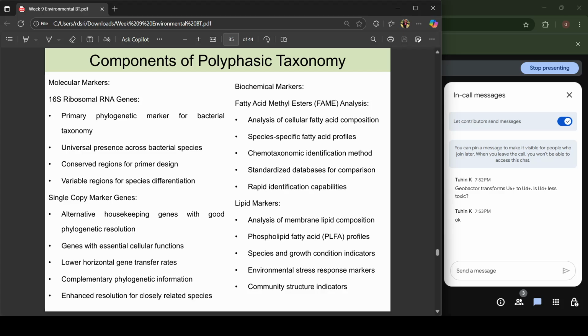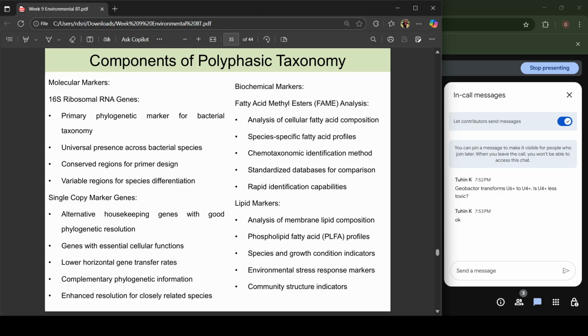closely related species. When we talk about biochemical markers, we have this FAME analysis which we saw in the first slide. It is fatty acid methyl ester analysis. It analyzes the cellular fatty acid composition and gives data about the species-specific fatty acid profile. And then it is a chemotaxonomic identification method, and standardized databases are available for comparison, and it provides rapid identification capability.